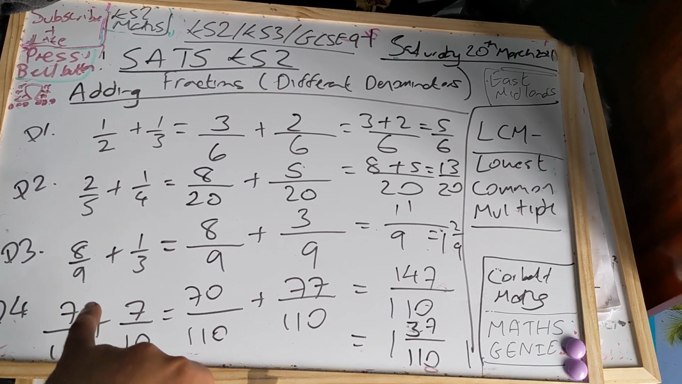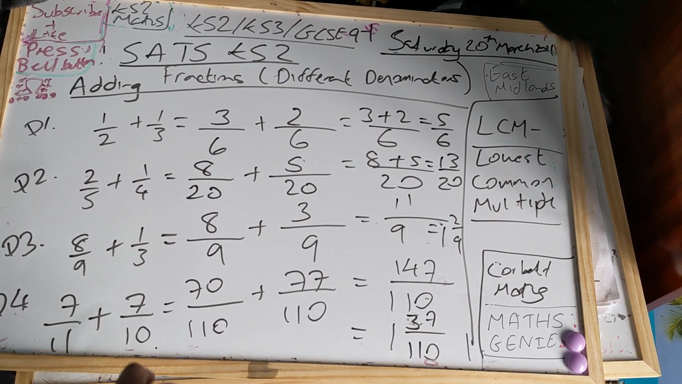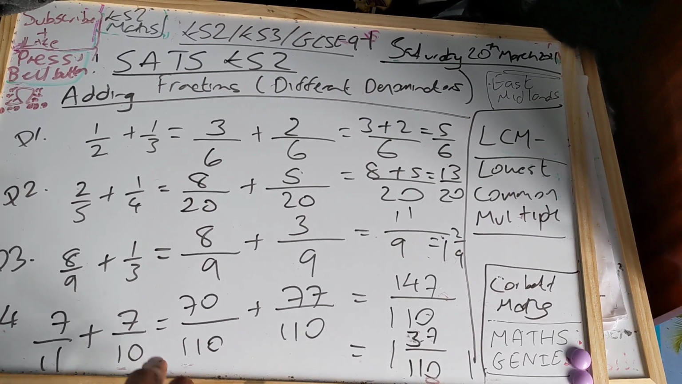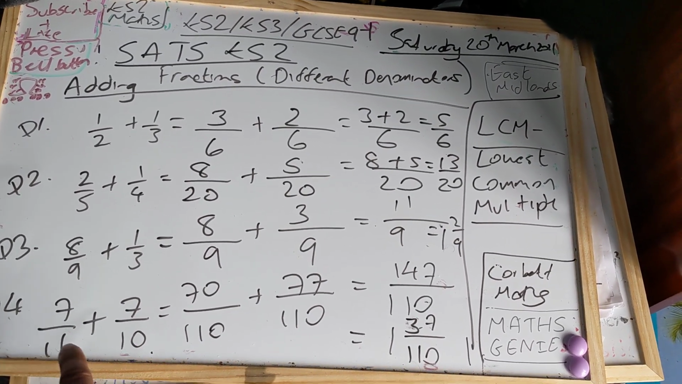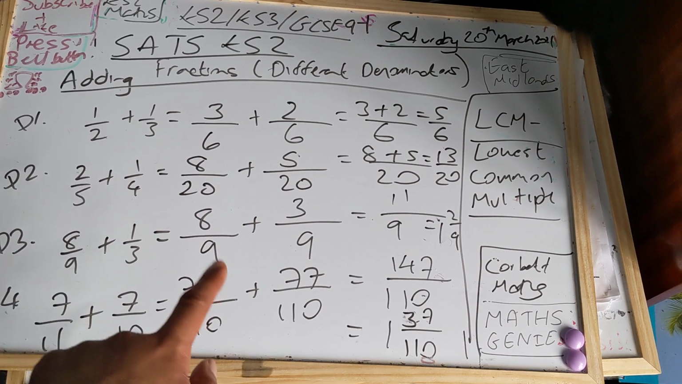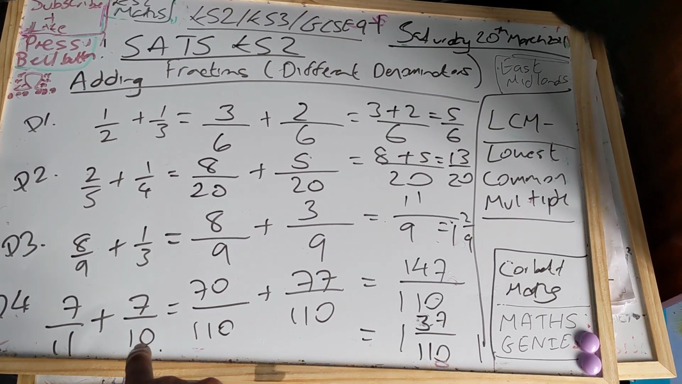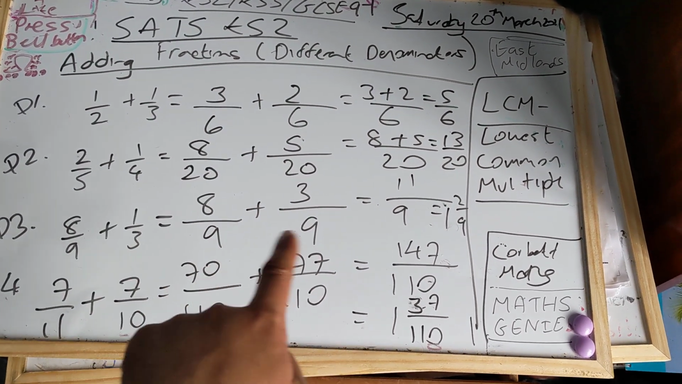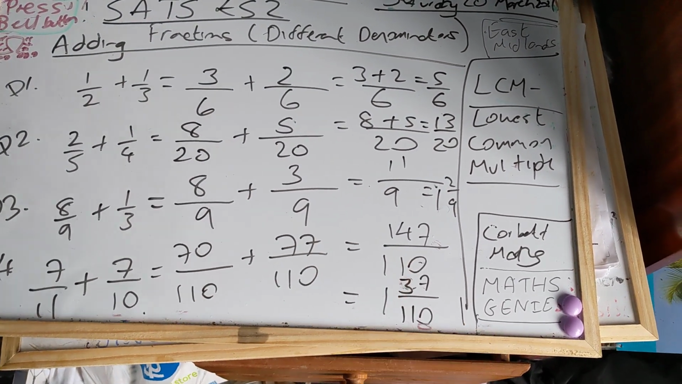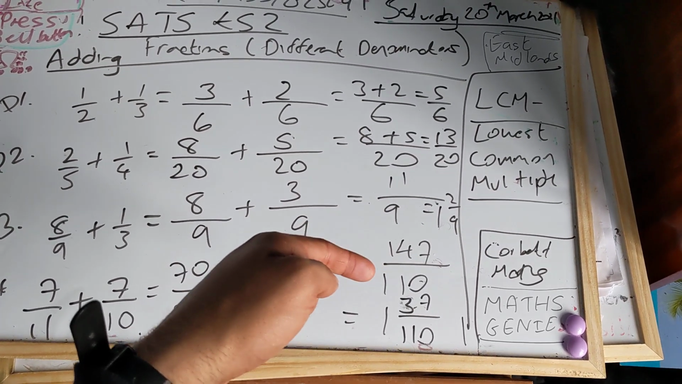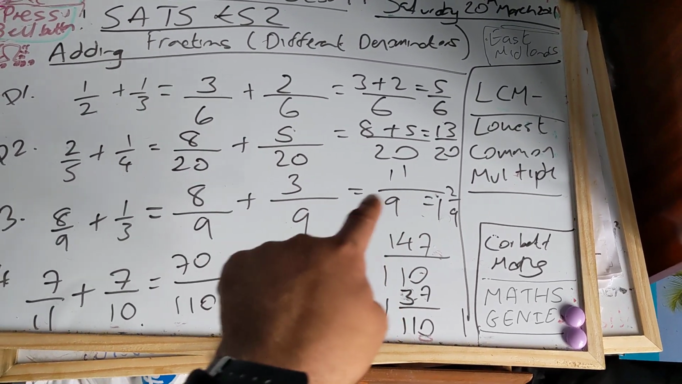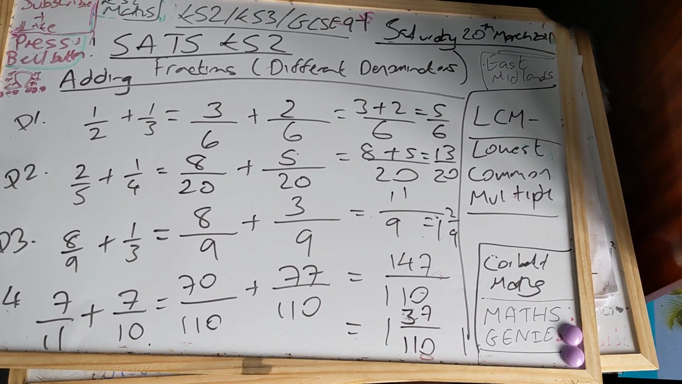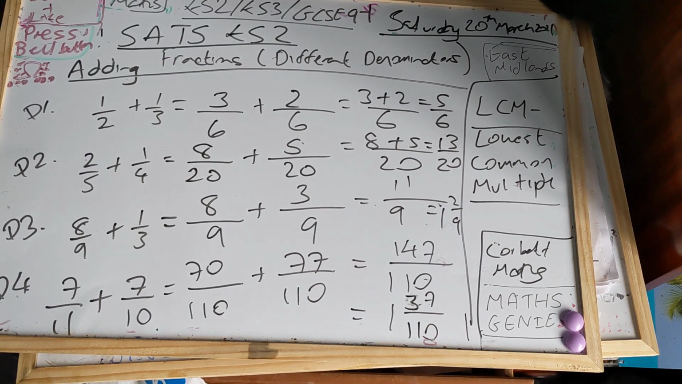And the last one, guys, 7/11 plus 7/10. So again, the lowest common multiple of 10 and 11 is 110. 11 times 10 is 110. 7 times 10 is 70. 10 times 11 is 110. 7 times 11 is 77. When I add my answer, 70 plus 77 out of 110, I get 147 over 110, which is an improper fraction, or a top-heavy fraction, we say, which is 1 and 37 out of 110. Okay, and then that is my simplified answer.